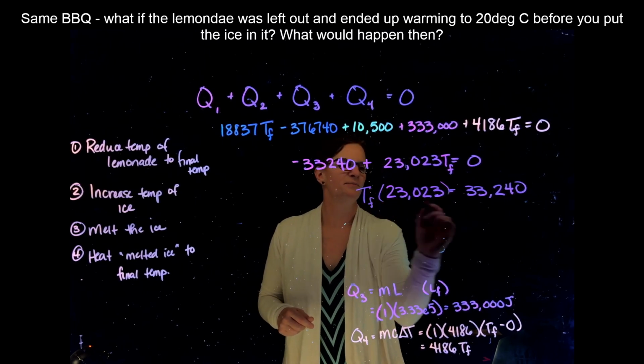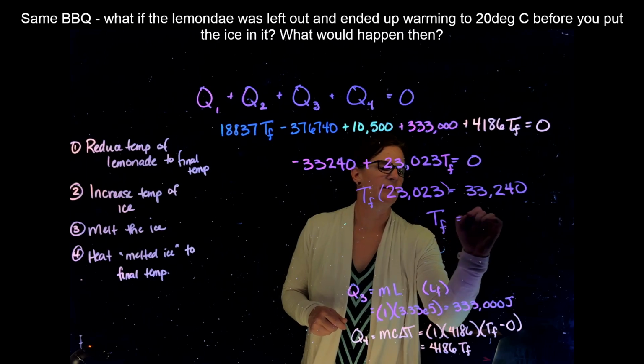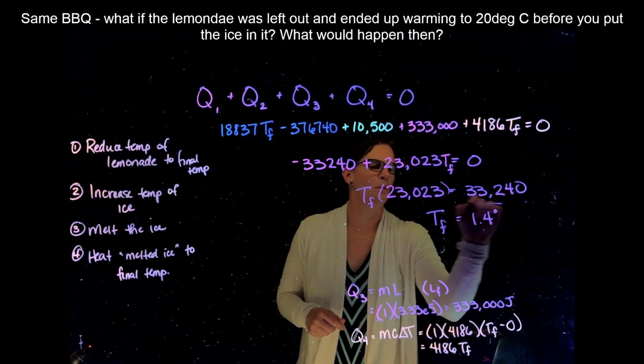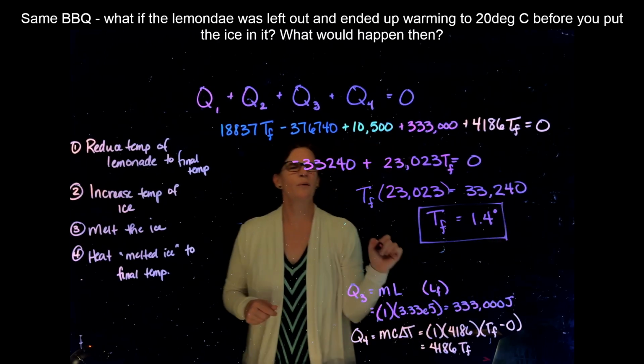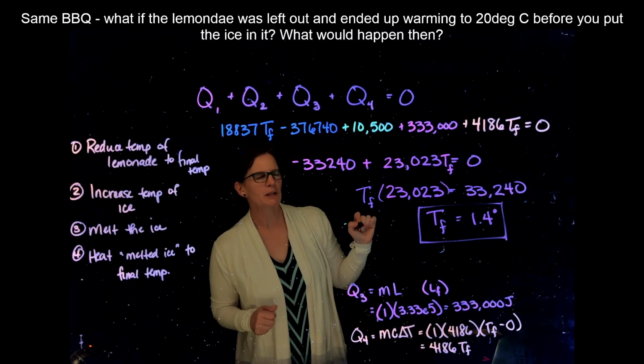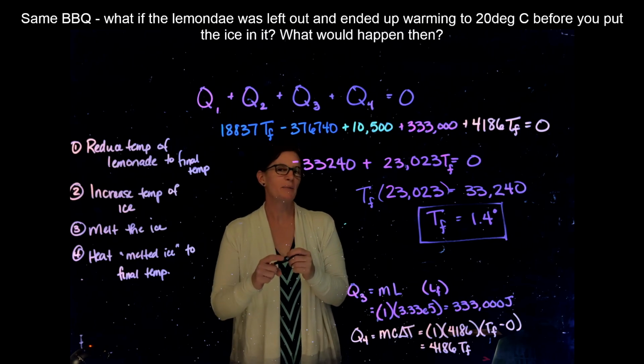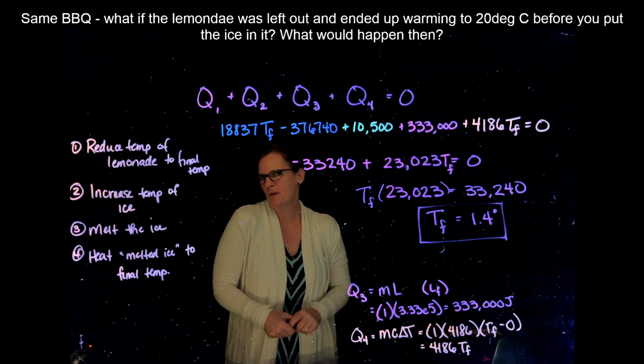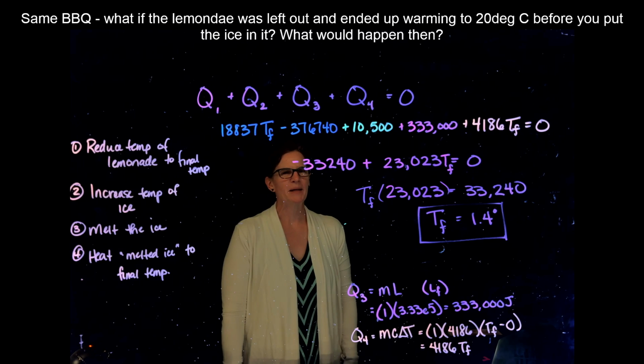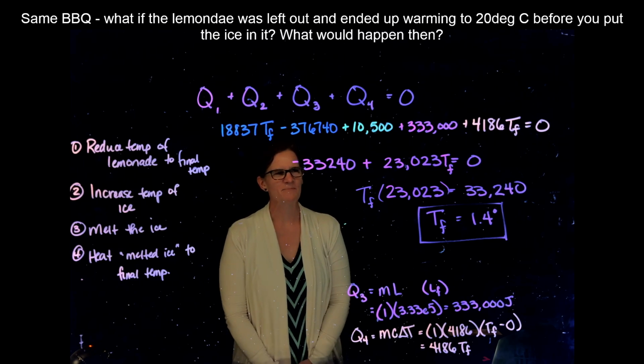T final equals 1.4 degrees, which is still pretty chilly lemonade. So I think my guests will be all right. There'll be no ice in it, but it'll be a nice refreshing 1 degree.